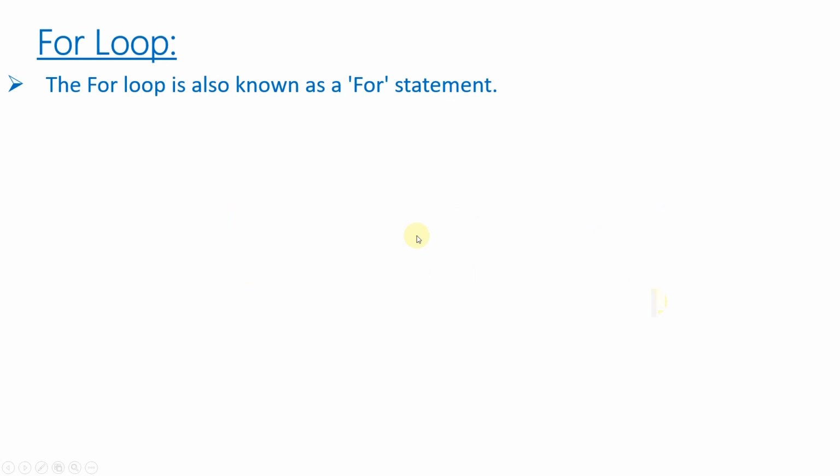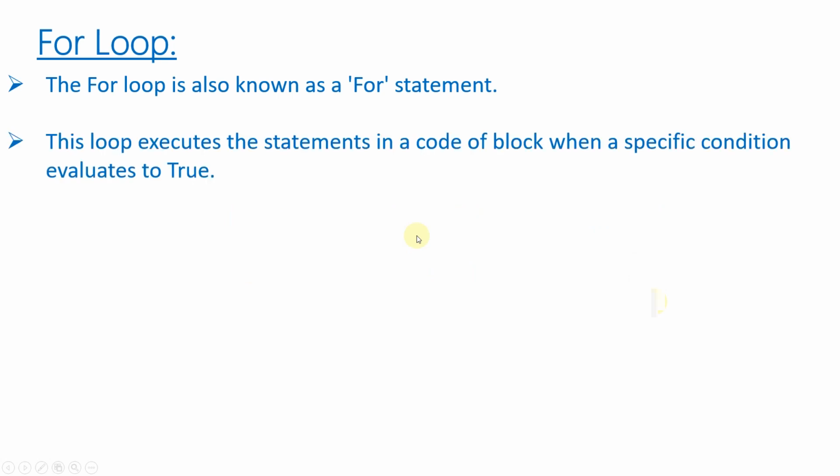So here we will discuss the for loop. The for loop is also known as the for statement. So either we can call it a loop or a statement; there is no difference between these two. This loop executes the statements in a code block when a specific condition evaluates to true. So whenever the condition is true, only then will the block of code be executed. Otherwise, the loop will be terminated and the control will come out.